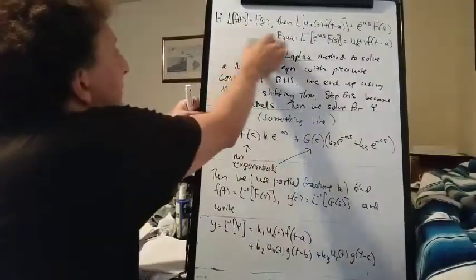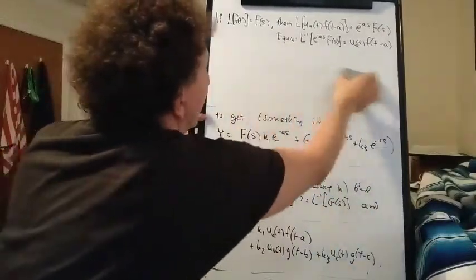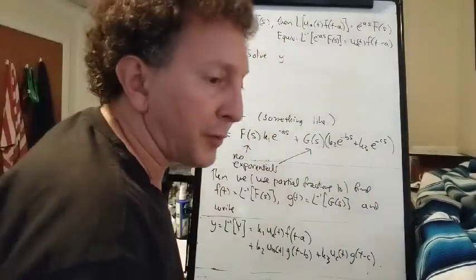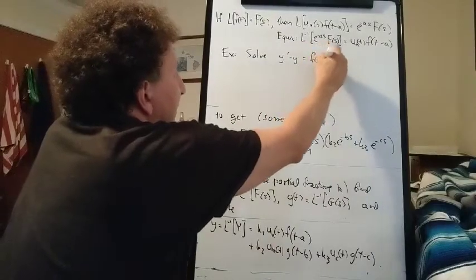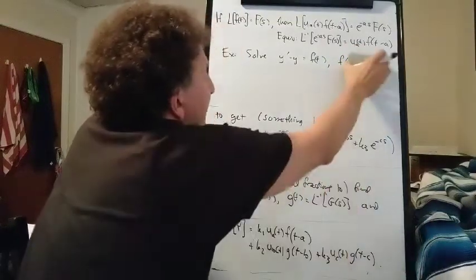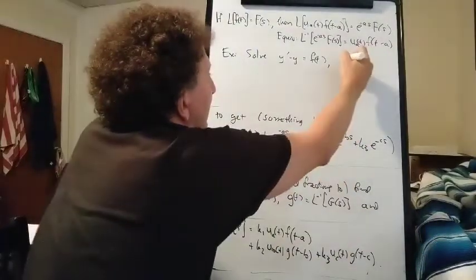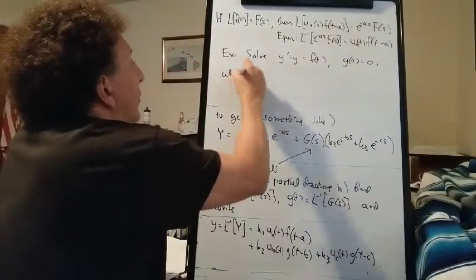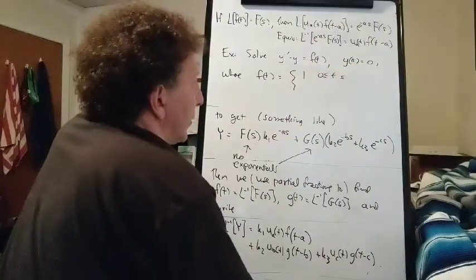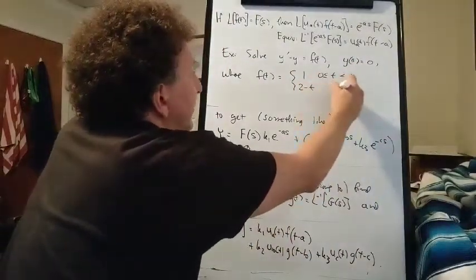Alright, so let's do an example. So let's solve y prime minus y equals f of t, with y of 0 equals 0, where f of t is the function that's 1 for t between 0 and 1, and 2 minus t for t between 1 and infinity.